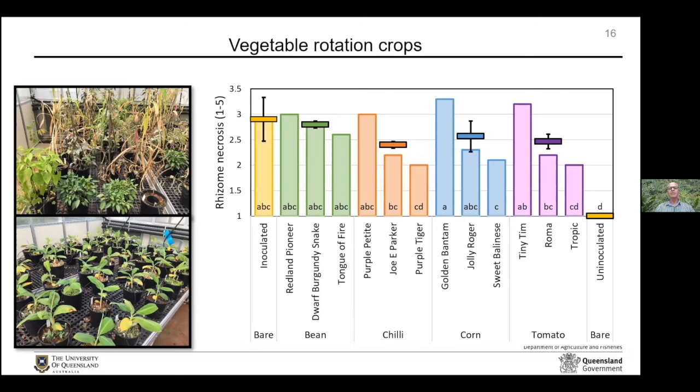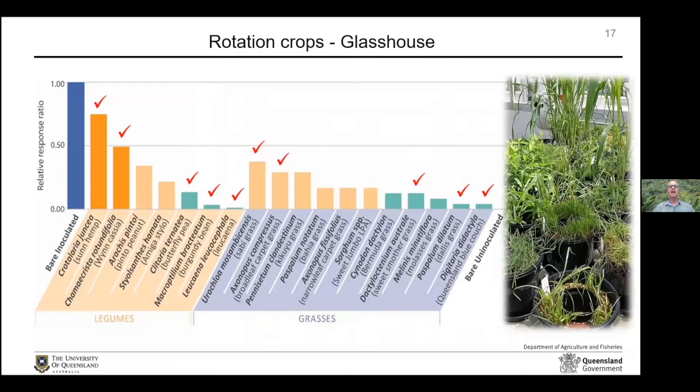The inoculated banana, which is on the left of the screen, was our control, and most crops had very similar recovery of the disease to our inoculated control. Only 2 species, chili purple tiger and tomato tropic, had recovery of Fusarium oxysporum similar to the uninoculated controls. So this suggests that there are differences within the varieties of the different vegetables in how they host Fusarium. This is really important for small growers in Southeast Asia.